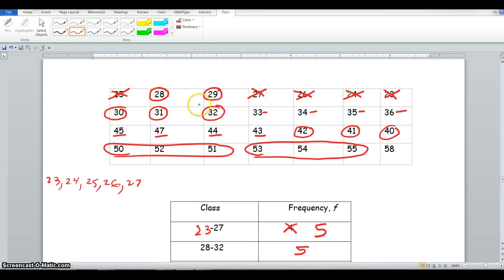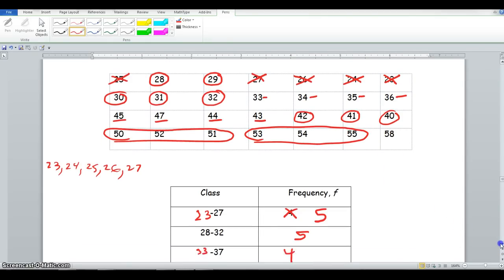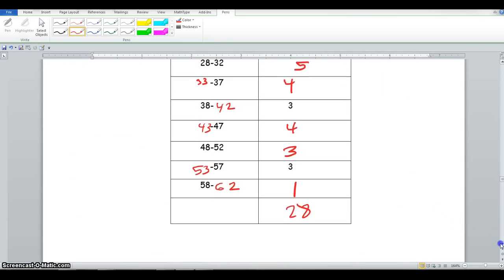Let's see, we have 1, 2, 3, 4, 5, 6, 7, and 4 down. That's 28 numbers. So our frequencies are correct.